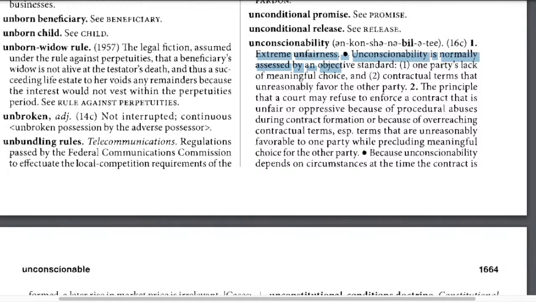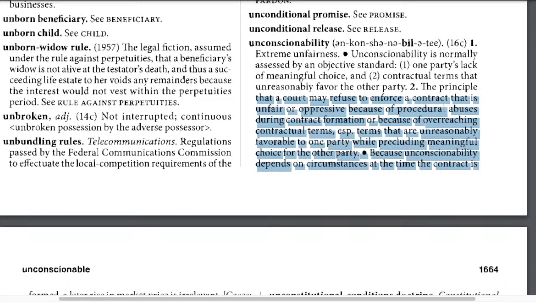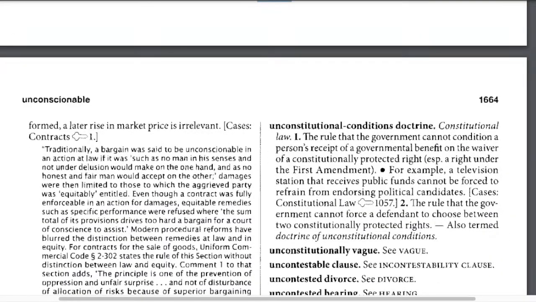Extreme unfairness, parties' lack of meaningful choice, contractual terms, principle that a court may refuse to enforce a contract that is unfair or oppressive because of procedural abuses during contract formation, because of overreaching contractual terms, especially terms that are unreasonable or favorable to one party while precluding meaningful choice for the other party. Because unconscionability depends on the circumstances at the time the contract is formed, a later rise in market price is irrelevant.